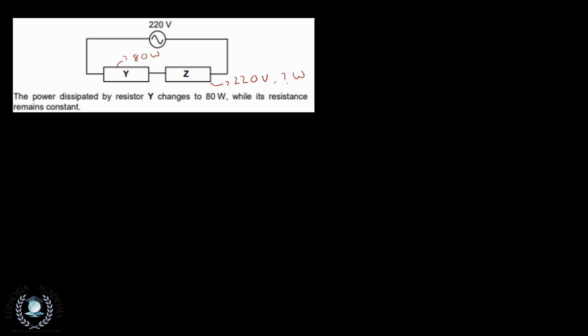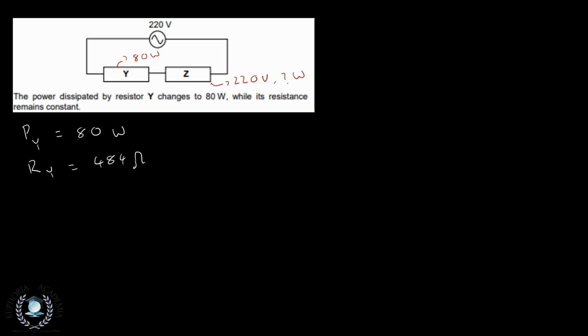All right, so let us get into the question. What do we know? We know that the power of Y is now changed to 80 watts, and we know the resistance of Y, that is now 484 ohms. And we're just trying to find the resistance.